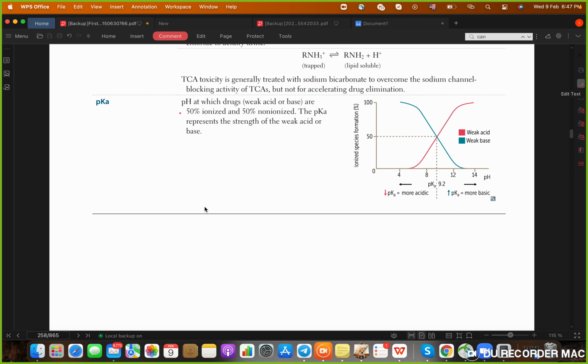pKa tends to be a really confusing topic for many students, but I will try to make it as simple as possible. Remember when we said that when the pH is higher than 7, we say it's alkaline, it's basic. When it's lower than 7, we say it's acidic.